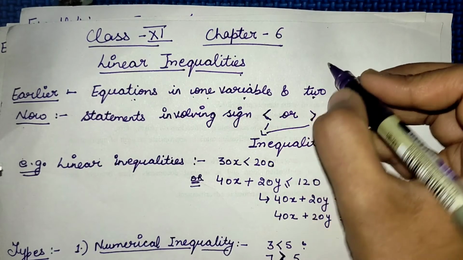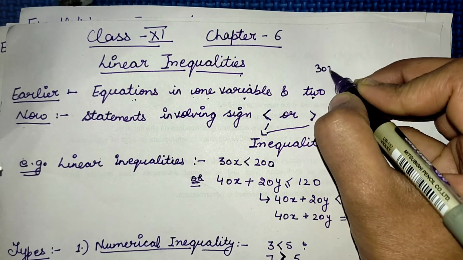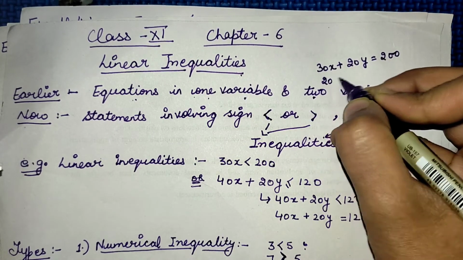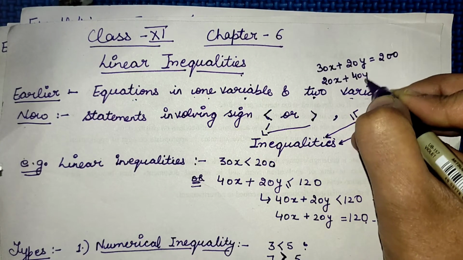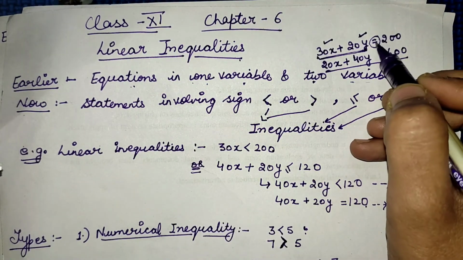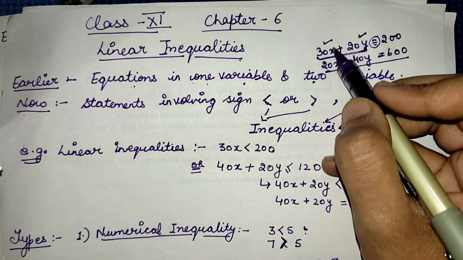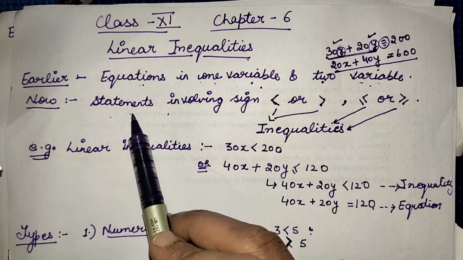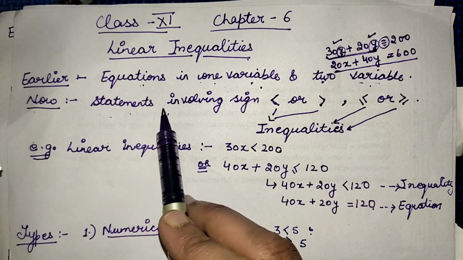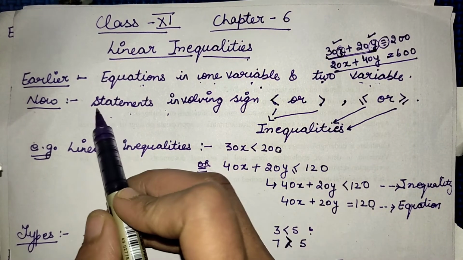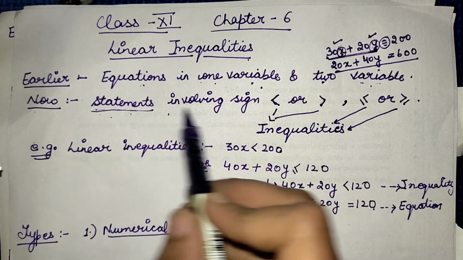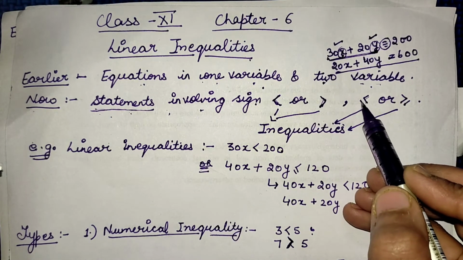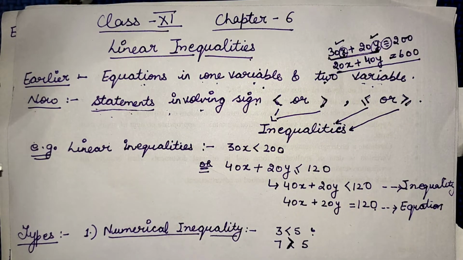You remember that you have solved such kinds of equations like 30x plus 20y is equal to 200, and a second equation was given to you, 20x plus 40y is equal to 600. Such types were called equations, and you had to find the values of the variables from these equations, right? Now in class 11th we are going to study some statements. This time we are using the term statements involving the sign less than or greater than or less than equal to and greater than equal to.